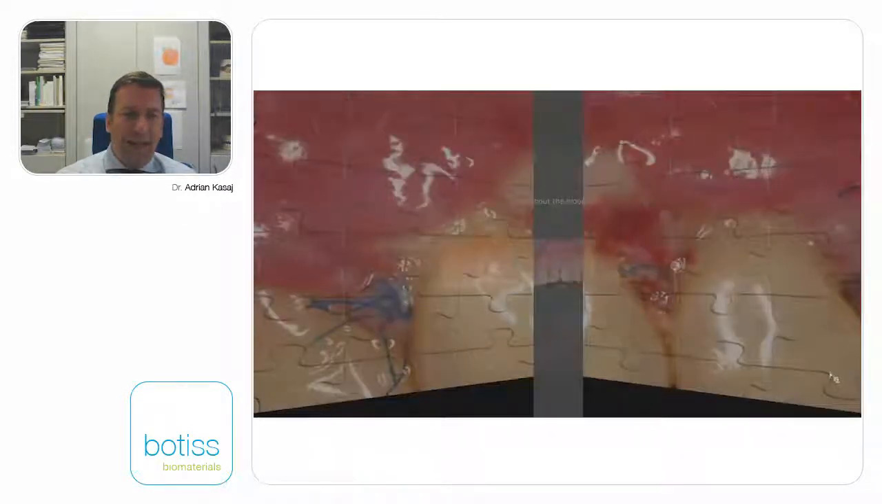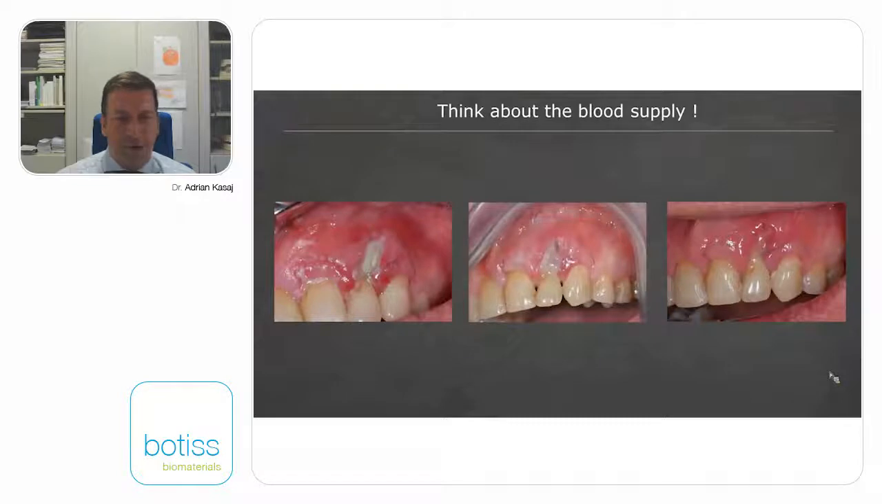So let's take a look at a couple of complications. Here in this case, you can see the healing phase after I did a tunneling procedure with the mucoderm matrix. There was an exostosis. I split it.